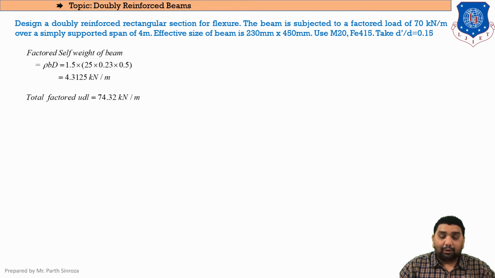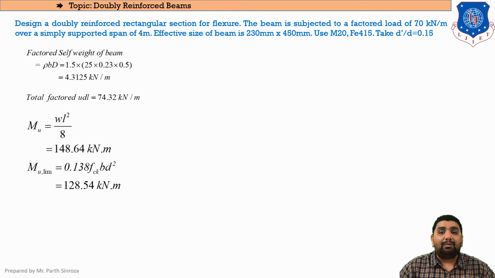So the total factored load that we will be calculating for the moment purposes will be 74.32 kN per meter. Now we'll be finding the value of Mu. The value of Mu here will be obtained from the equation WL square by 8. Why so? Because the beam here is given as a simply supported beam. For simply supported, the maximum bending moment will always be WL square by 8.